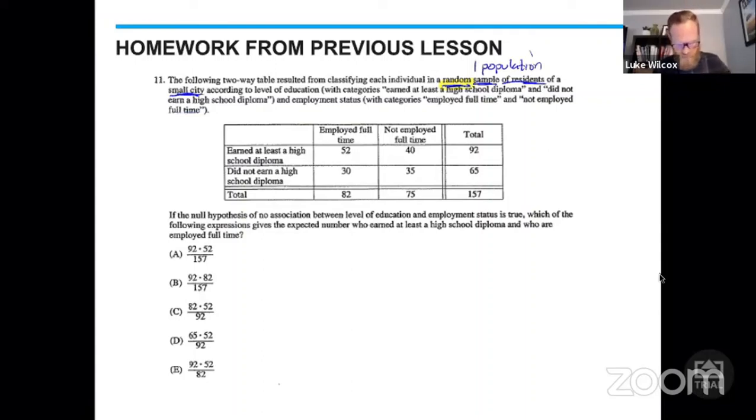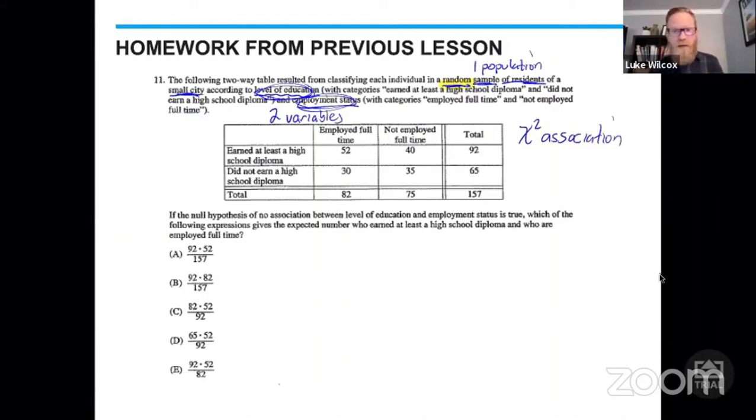According to level of education, with categories earned at least a high school diploma and did not earn a high school diploma, and employment status, with categories employed full-time and not employed full-time. Now, what it sounds like to me there is we have two different variables, level of education as well as employment status, both of which are categorical variables. So I'm definitely seeing two categorical variables here. And so anytime we have one sample or one population with two variables, that is a clue to us that we want to be doing a chi-squared test of association, also known as a chi-squared test of independence.